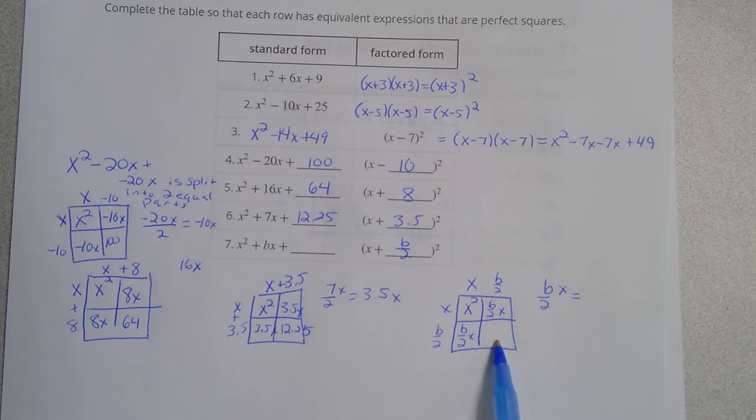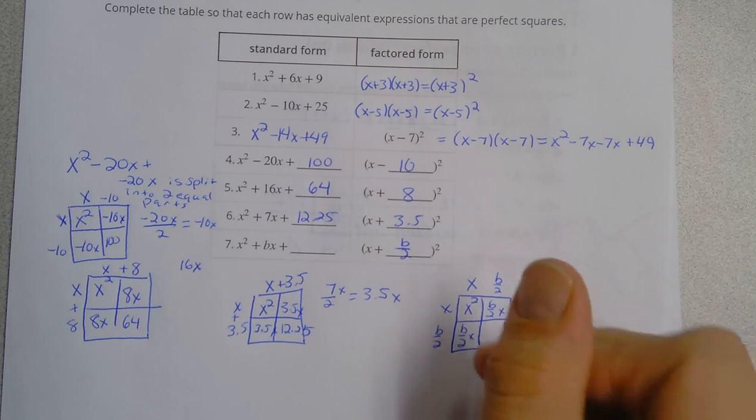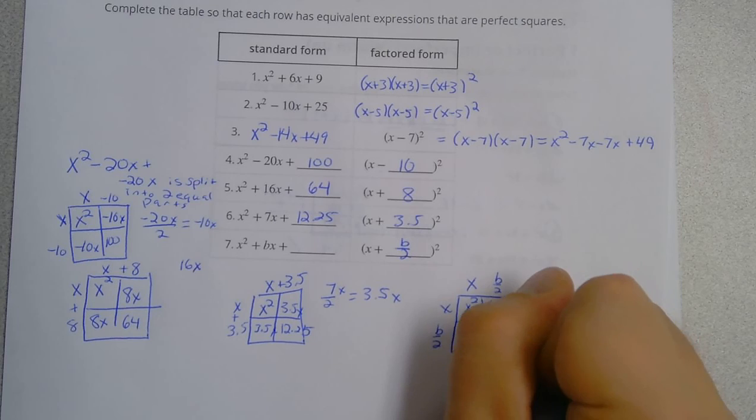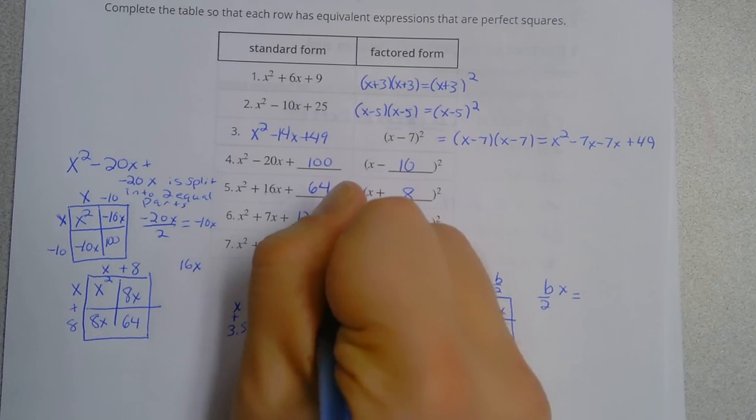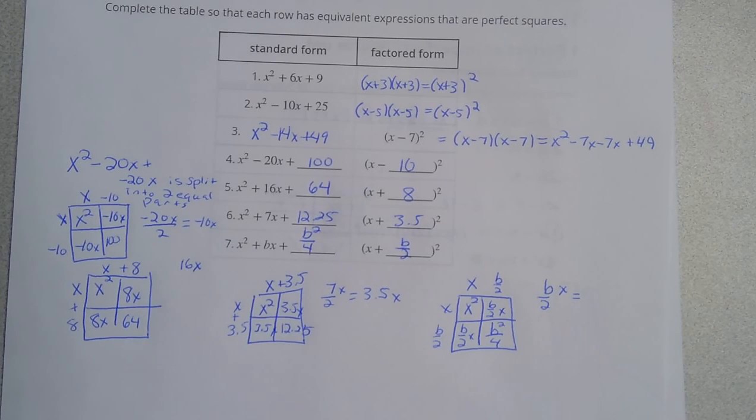And then to figure out, well, what am I going to add? Well, b times b is b squared, and 2 times 2 is 4. So I'm going to add b squared over 4.